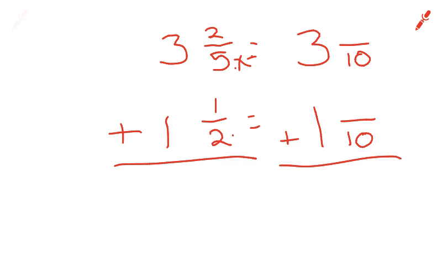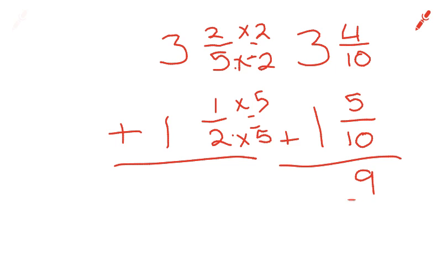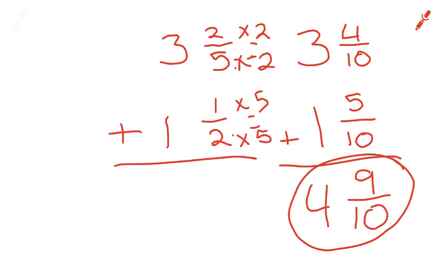5 times what is 10? 5 times 2. If we do it times 2 there, we got to do it times 2 on top. 2 times 2 is 4. 2 times what is 10? 2 times 5. If we do it times 5 there, we got to do it times 5 here. 1 times 5 is 5. Add up our fractions, we get 9/10. Add up our whole numbers, we get 4. And so our mixed number answer here is 4 and 9/10.